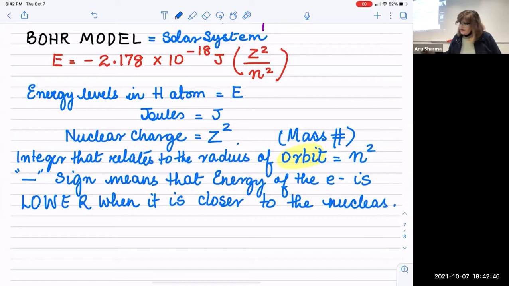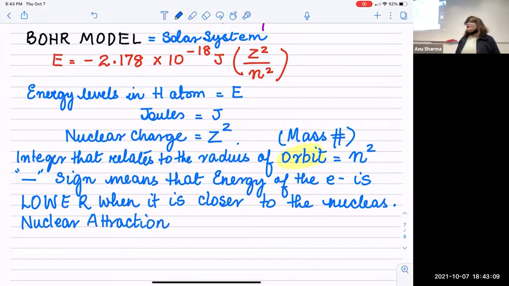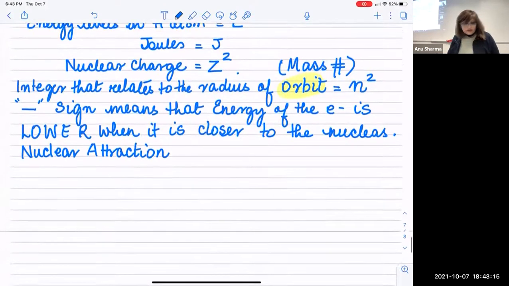So the closer the electron is to the nucleus, the more it's attracted to the nucleus. So there's something to do with the nuclear attraction here also. Nuclear attraction is playing a role. The number of protons present inside the nucleus, the size of the nucleus itself is also playing a role in defining the energy levels.